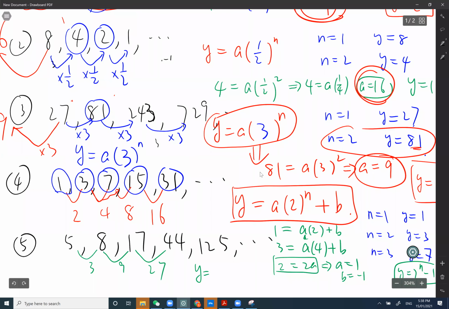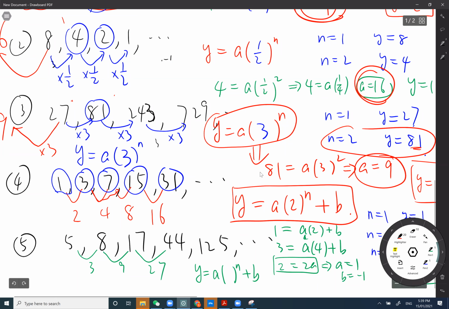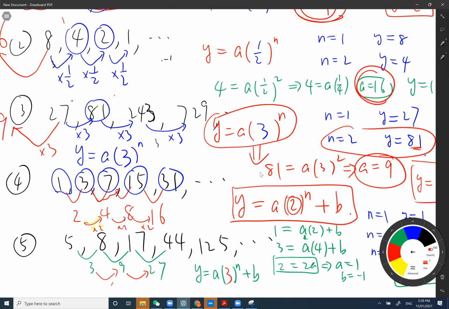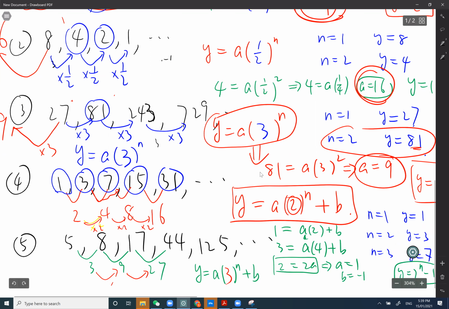Y equals a times something to the power n, plus b. What's in the bracket? Here it's always times by 2, times by 2, times by 2. That's why we have 2 here. How about this one? 3. Yes. That's the first step.